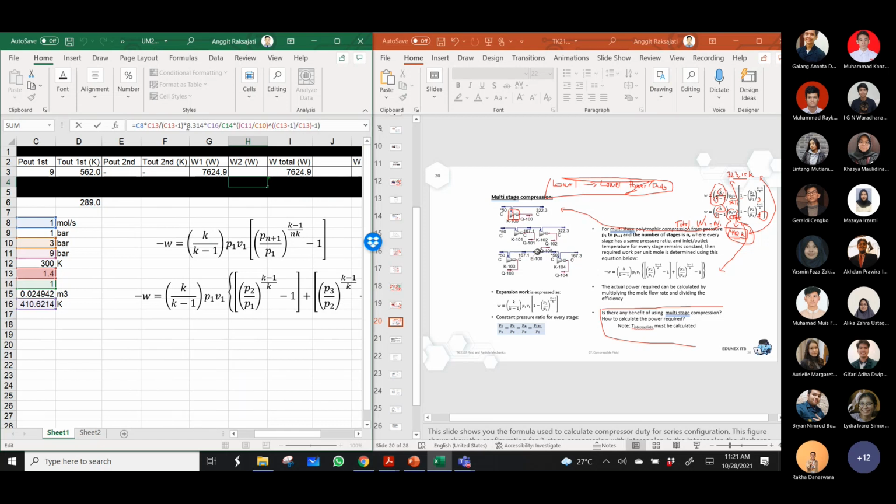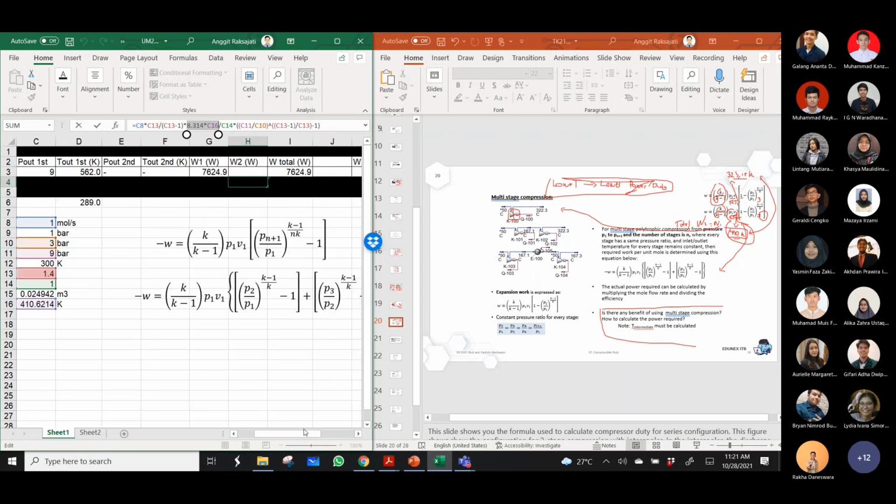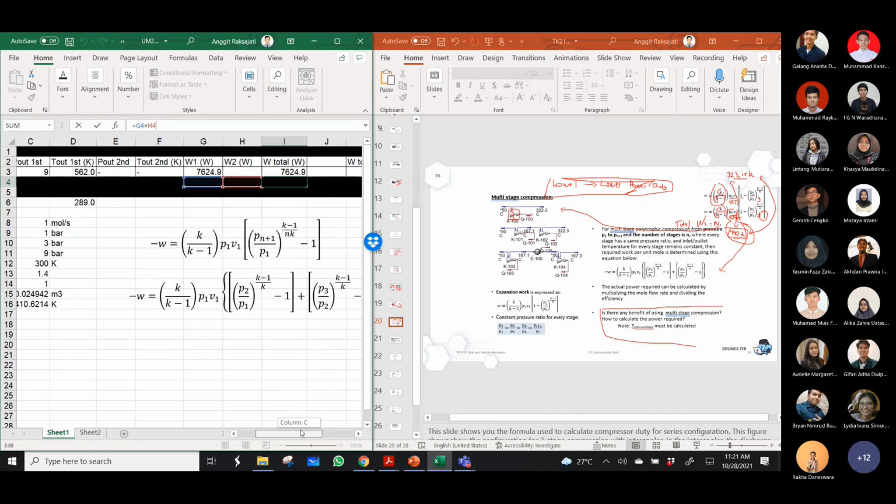See this part, 8.314, that should be R, the ideal gas constant, multiplied by 616, which is the intermediate temperature. So for the second stage, as I mentioned before, the feed will be hotter, so the duty will be higher. And don't be surprised when you combine the first and second stage, you will end up with more or less the same overall compression duty as the first stage.